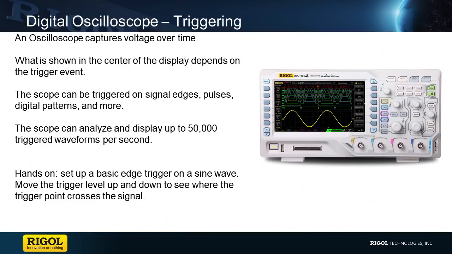An instrument like this can trigger on simple edges, on pulse widths, on slopes, on all kinds of pulsed events. And the more you get to know that, I think the easier it is to really debug systems and find problems quickly.